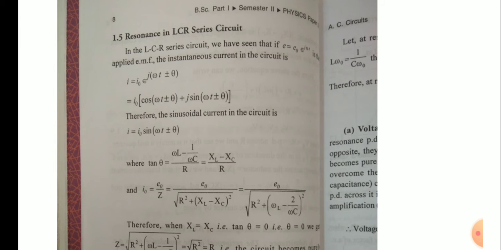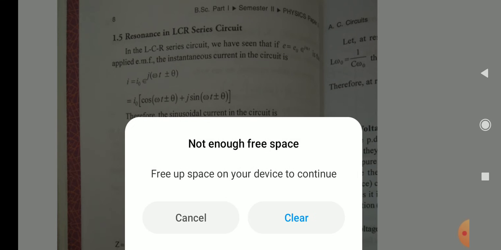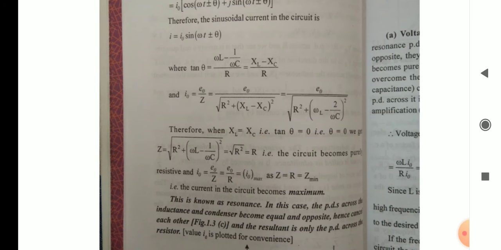Then we put it in complex form. I0 is equal to E0 cos of omega t plus or minus theta, where tan theta is equal to omega L minus 1 by omega C divided by R, which is equal to XL minus XC divided by R. Then I0 is equal to E0 divided by Z, which is equal to E0 divided by the square root of R square plus XL minus XC whole square, which is equal to E0 divided by the square root of R square plus omega L minus 1 by omega C whole square.